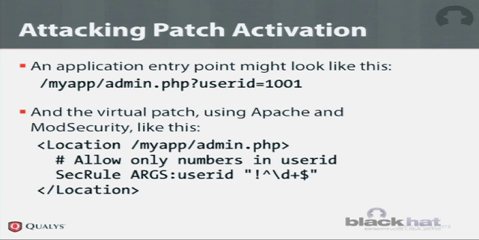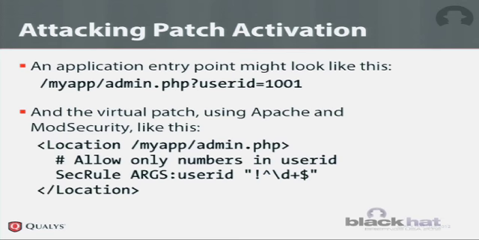So we have an imaginary application, and in that application there's a script called admin.php. Let's imagine it has a single parameter user ID, and this user ID is supposed to be a number, but it's vulnerable to SQL injection. So what you want to do is deploy a virtual patch, and you want to make sure that if anything else comes in this parameter user ID, you can detect it so you can block the request and thus prevent the attack.